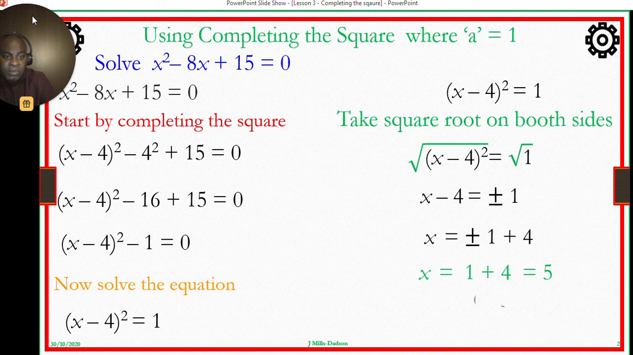First x is positive 1 plus 4 equals 5. Second x is negative 1 plus 4 equals 3. You can double check by substituting 5 into the equation, and it will sum up to 0. You can also check the same using 3. That will also sum up to 0.